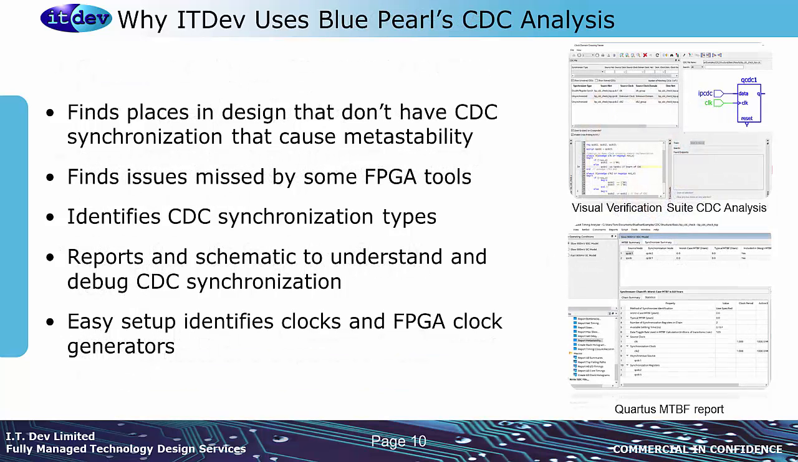IT Dev understands the need for CDC. The tool lets them quickly find and fix CDC synchronization issues that can be missed by FPGA tools. For example, with Intel Quartus, the MTBF reports synchronized clock domains but fails to report on unsynchronized domains. With the reports and schematic views, they can easily see what is good to go and what needs to be worked on to ensure all clock domain crossings are synchronized.